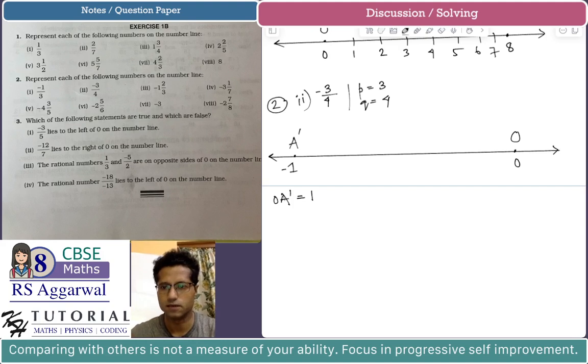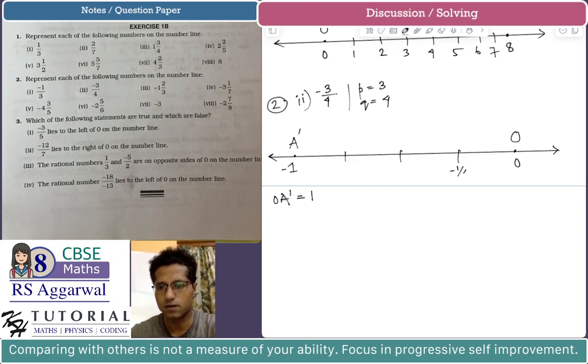So roughly you can say 1, 2, 3 and 4. So now I will mark the point P dash, which will be at a distance of 3 such equal parts from O. So the marking of the first equal part will be minus 1 by 4.